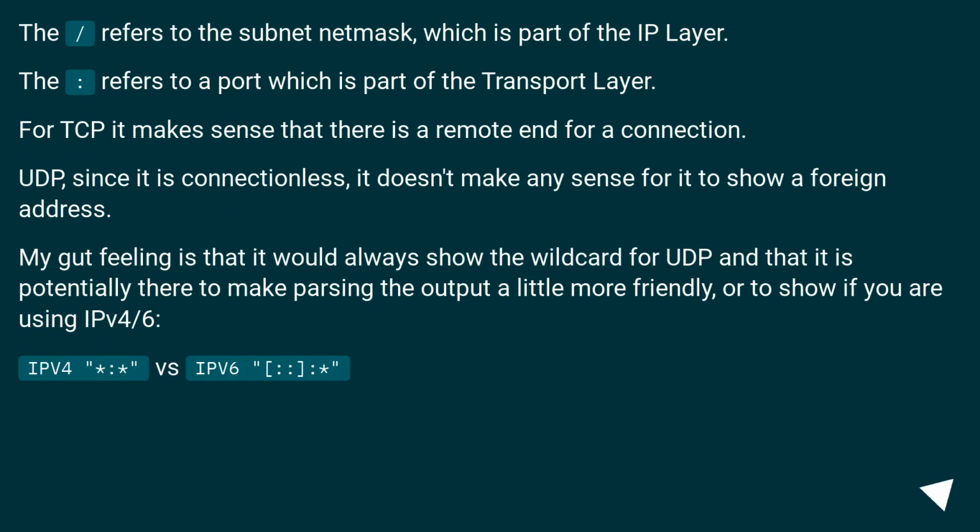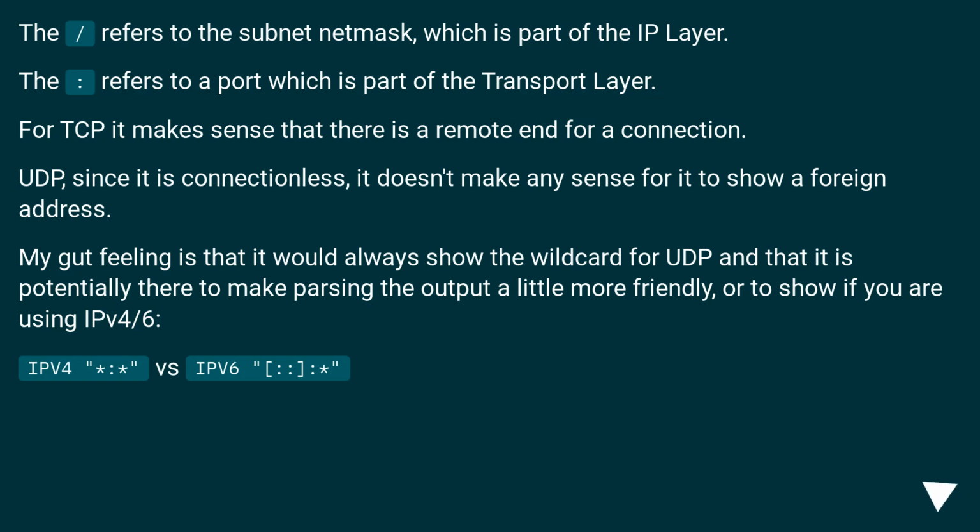The address part refers to the subnet netmask, which is part of the IP layer. The colon refers to a port which is part of the transport layer. For TCP, it makes sense that there is a remote end for a connection. UDP, since it is connectionless, it doesn't make any sense for it to show a foreign address. My gut feeling is that it would always show the wildcard for UDP and that it is potentially there to make parsing the output a little more friendly, or to show if you are using IPv4/6.